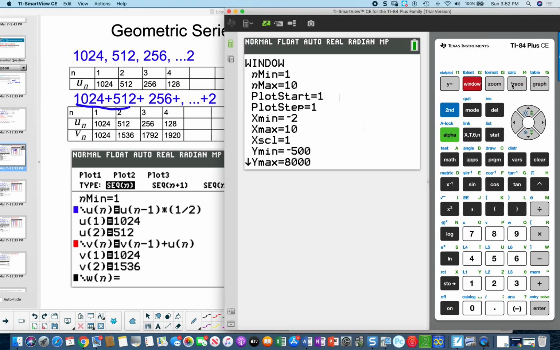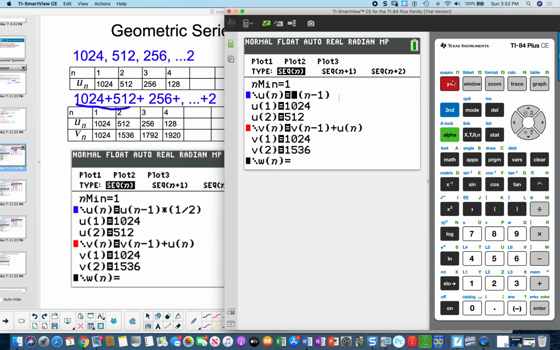Let's go ahead and put it in our calculator so we get used to how we put this in. So we go Y equals, and you can see I've already put it in, but I forgot to put the times by a half. So times by parentheses 1 divided by 2. Okay, and then the recursive would be, again, the previous sum plus the next term.